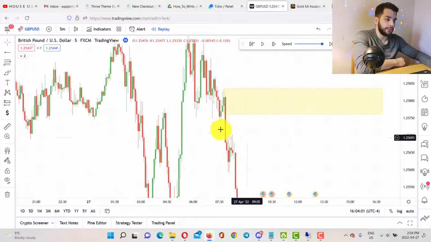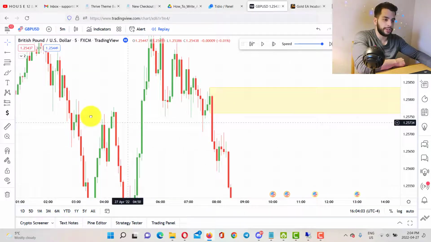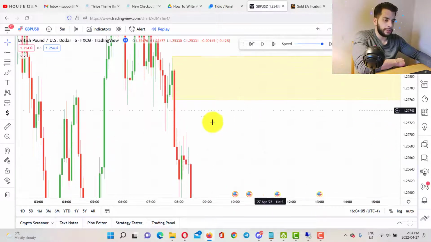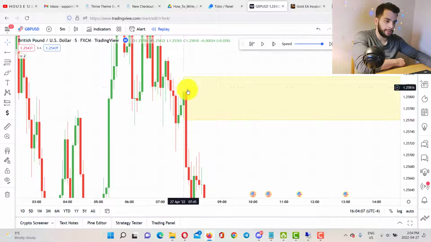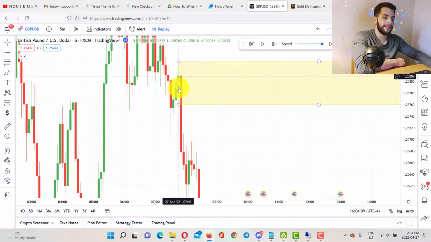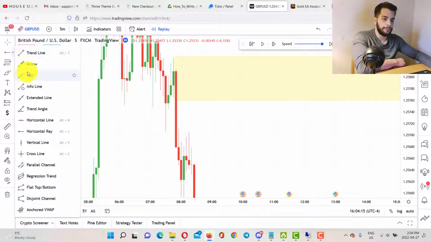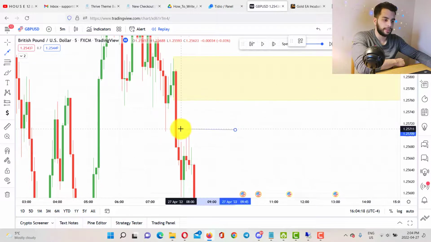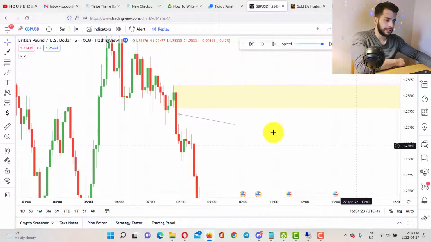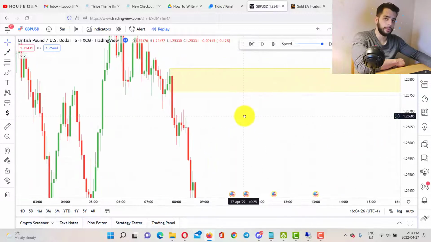The first thing I noticed was this high probability supply zone on a 5-minute time frame. The reason it is a high probability supply zone is that this is the last bullish candle before the next candle dropped, and the next candle after that never tapped into this zone. So there's a space between this zone and this candle, and as you know, this space makes this zone a high probability order block.